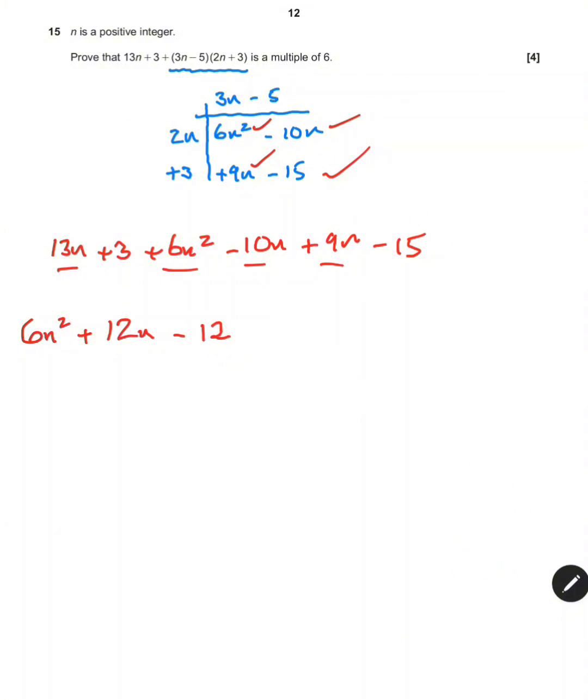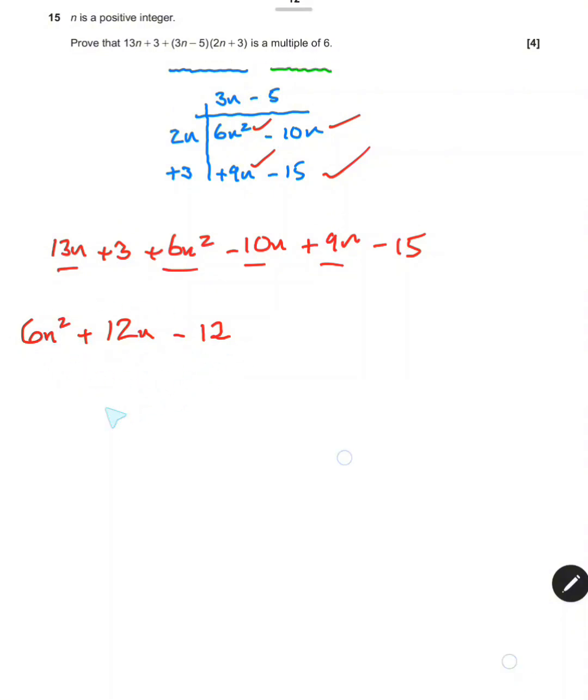What we're looking to do is prove that all of this algebra boils down to a multiple of 6. And look at these nice numbers. I've got 6, 12, and 12. So this here is 6 multiplied by something. And if we take out this factor of 6 and say, okay, 6 times something is 6n squared.